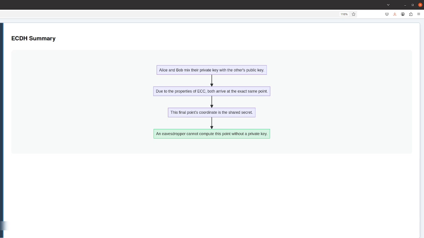An eavesdropper who saw all the public information was unable to compute this secret because she was missing the private keys. The x-coordinate of this final point can now be used as a high-entropy shared secret, which is typically then hashed to produce a symmetric encryption key. This elegant process is the foundation of almost every modern secure handshake on the Internet.